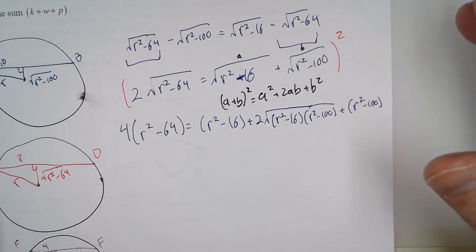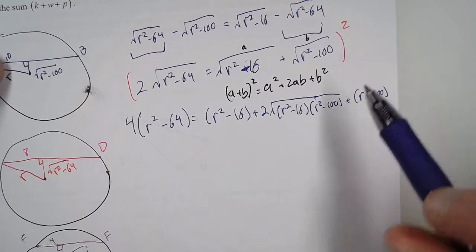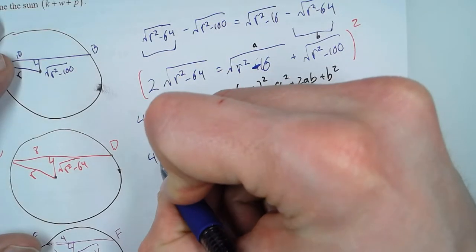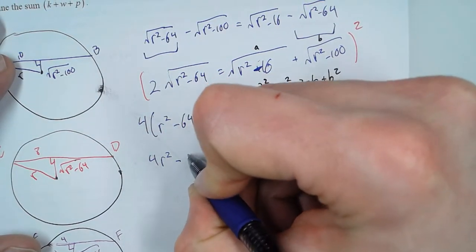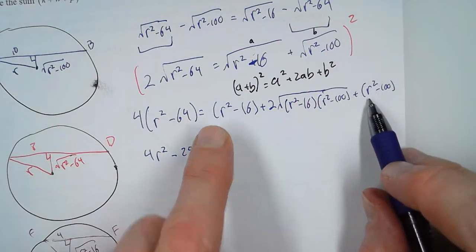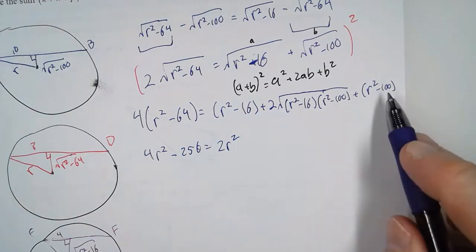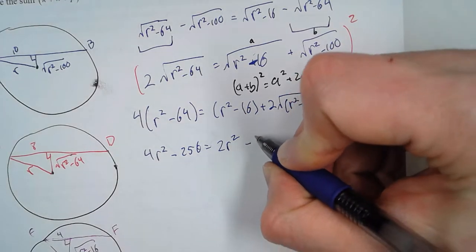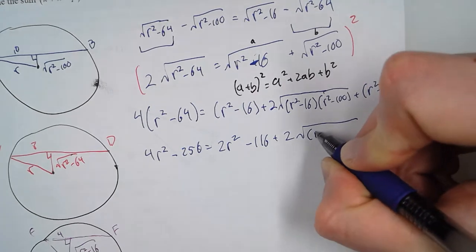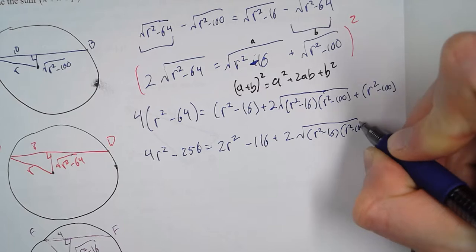So now, what we have to do is we're going to combine like terms. So we've got 4r squared minus 256. We've got an r squared and an r squared here, so that's 2r squared. We have minus 16 and minus 100, so that's minus 116. 2 square root of r squared minus 16, r squared minus 100.